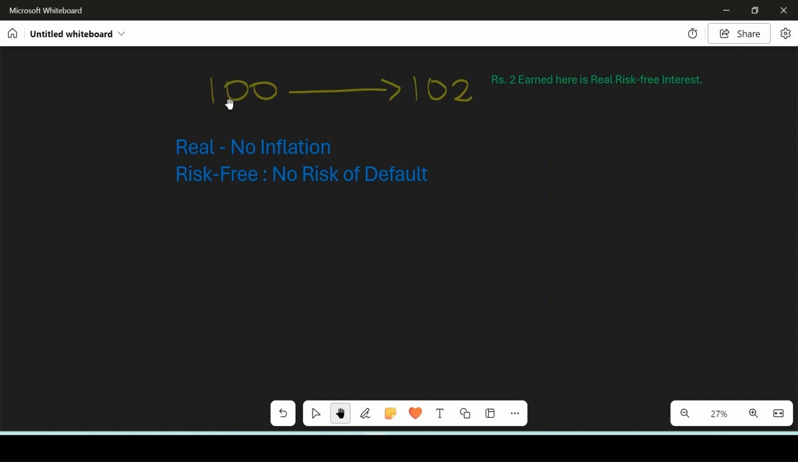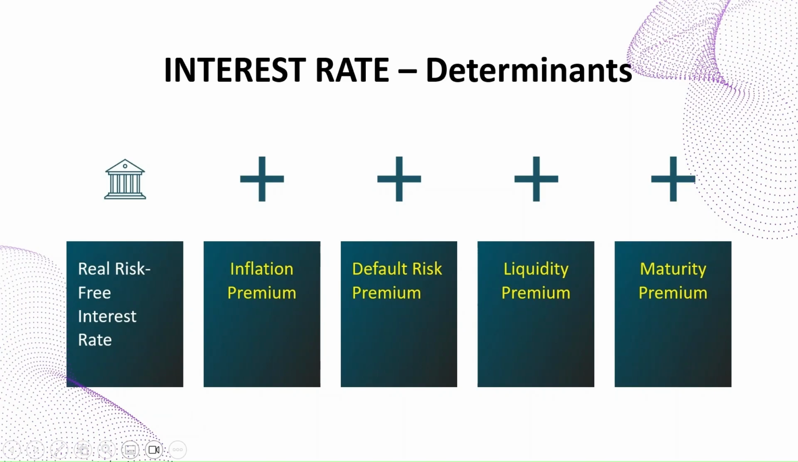If you lend rupees 100 to a highly trustworthy borrower and we assume there is no inflation and we are receiving rupees 102 after 1 year, the rupees 2 earned here is the real risk-free interest. Real indicates no inflation, risk-free indicates no risk of default. Now let us see the other determinants of interest rate.